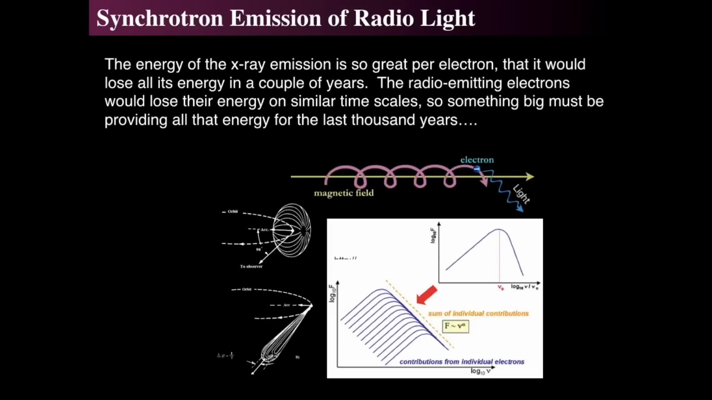And that's why the Crab Nebula has incredible amounts of radio emission, because there's still a ton of electrons spinning around that are being replenished by this pulsar that's at the center.